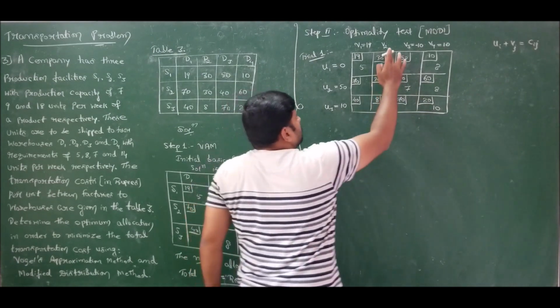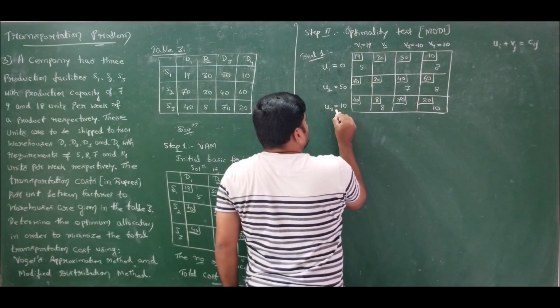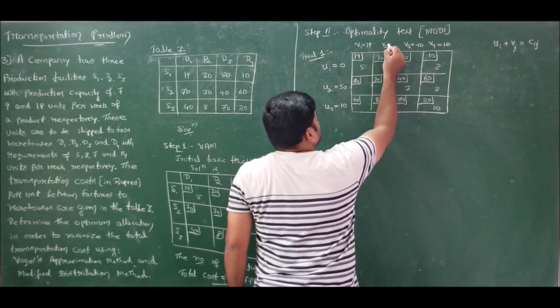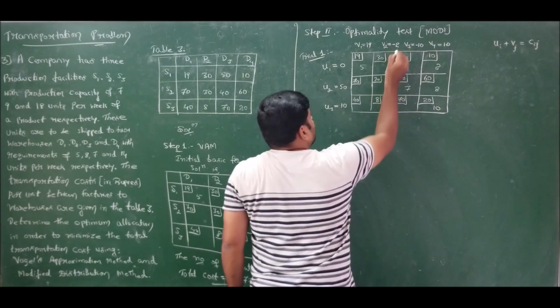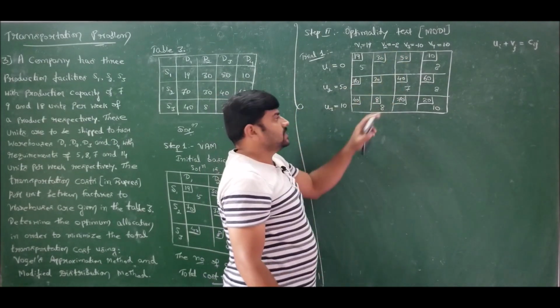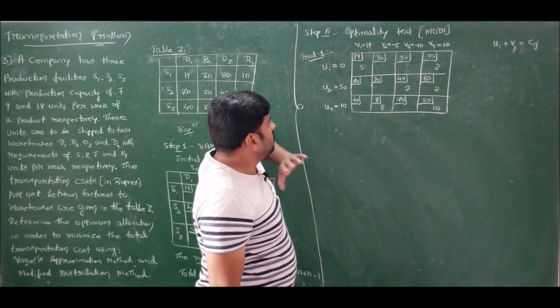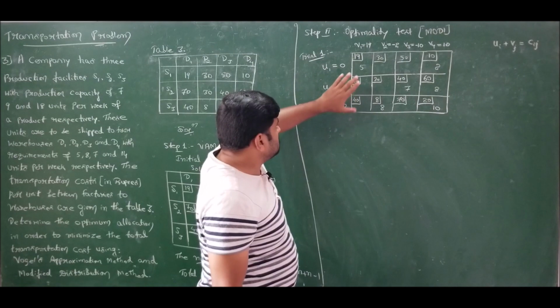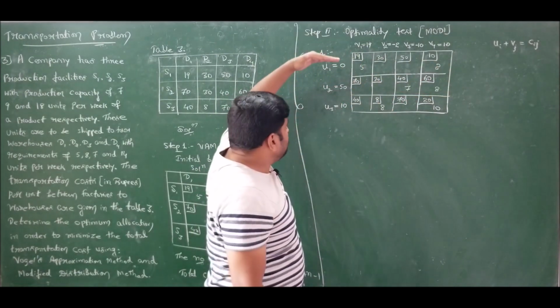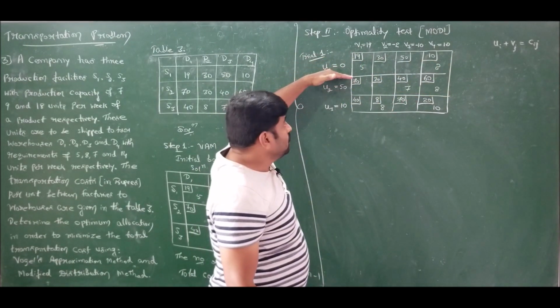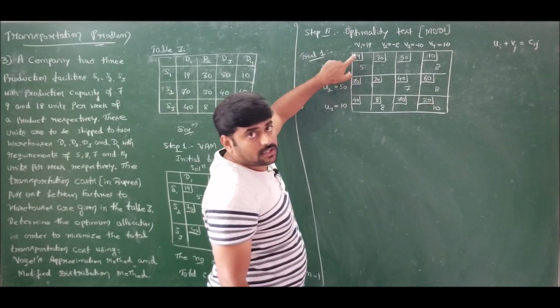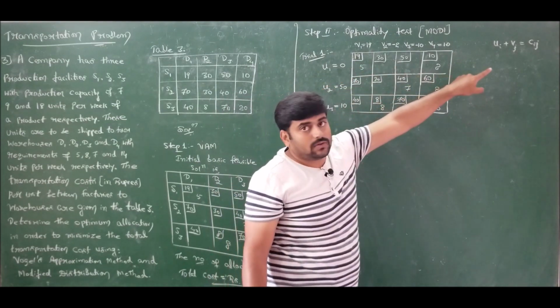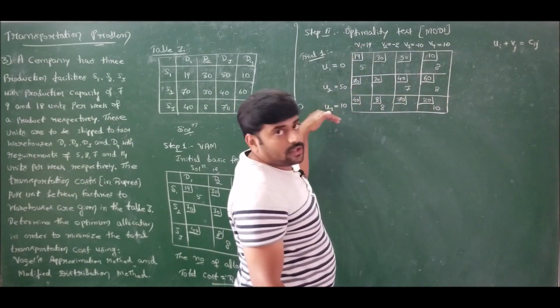Next you have to find V2. I will make use of U3. U3 is 10, cost is 8, so therefore V2 is minus 2. So 10 minus 2 is 8. Hope you followed. Always write U's for rows and V's for columns. Start by giving U1 as 0. Using the allocated cell cost, using the formula Ui plus Vj is equal to Cij, find out V's and U's.